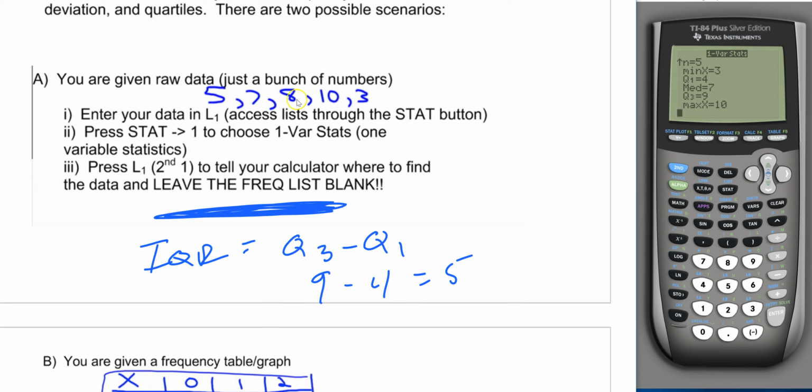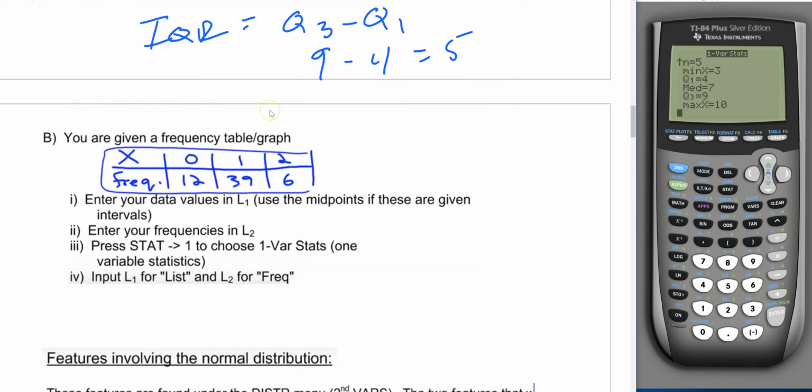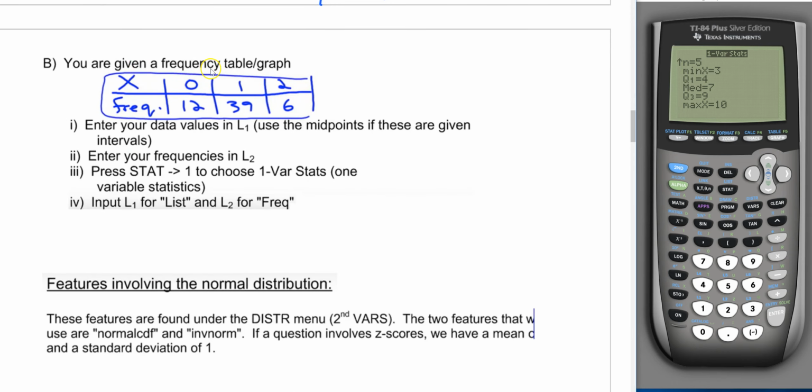Cannot stress that enough. So that's that one. Let's go down here. So look at this one. This one you do have a frequency list. Hey, there's a frequency list. Let's make this a little tougher actually. I'm going to change these values around.